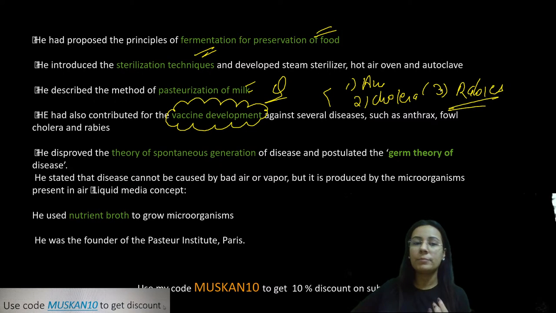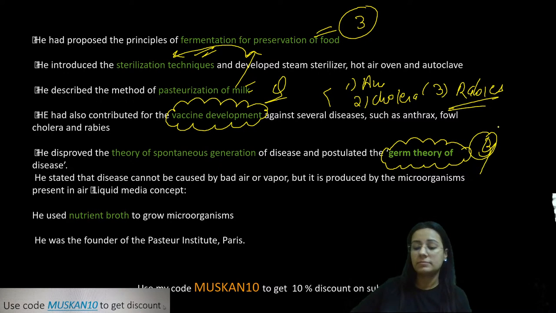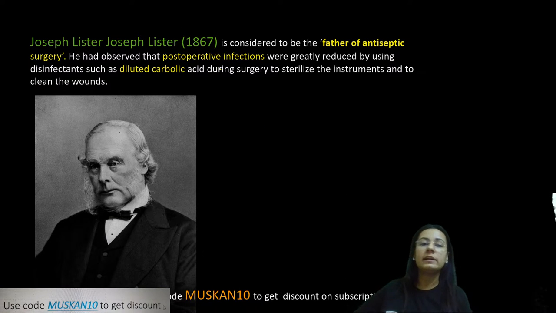We easily remember this, ki pasteurization of milk is a method of preservation of the food. So yahan se ye point yaad ho gaya. Fir it is a method of disinfection. So yahan se sterilization technique ka point yaad ho gaya. Three points we remember. Now he is the father of microbiology and gave the germ theory of disease and developed vaccines for anthrax, cholera, and rabies.